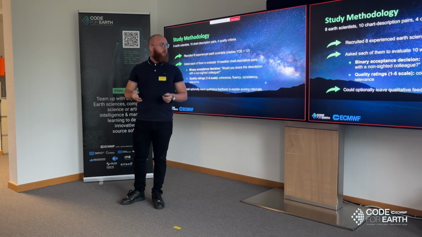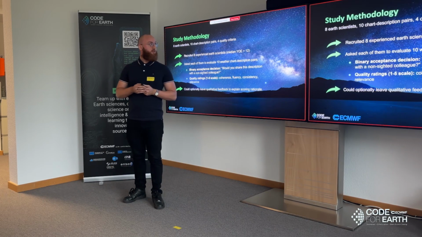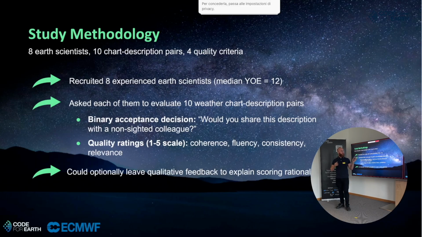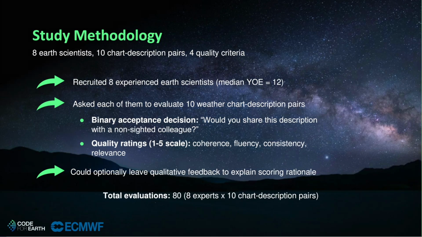So during this study, what we asked of them was, for 10 chart description pairs, to answer 2 types of questions. The first type was binary acceptance. Would you accept to share this description with a visually impaired scientist? That was our human threshold to say, okay, can we put it in the real world, essentially.